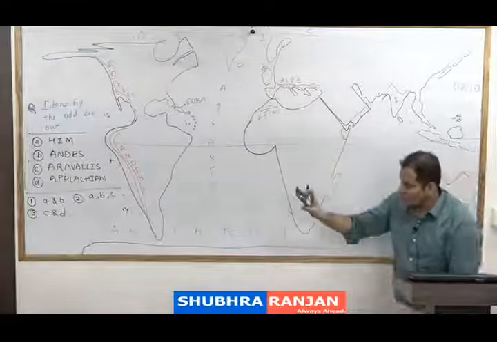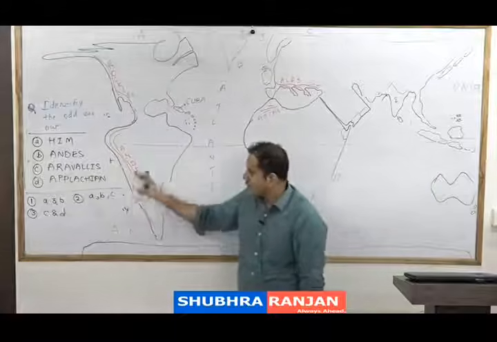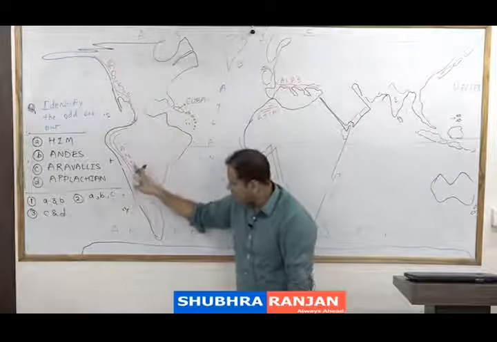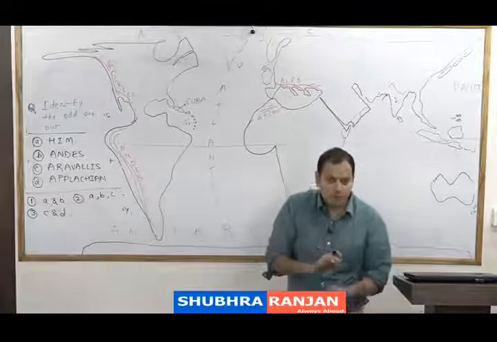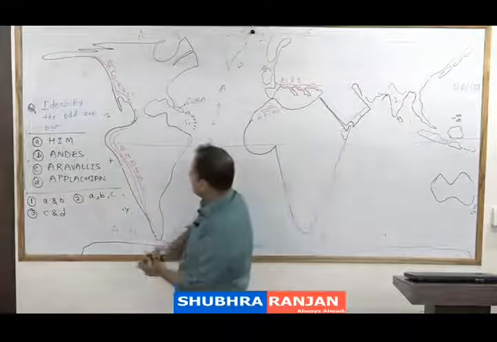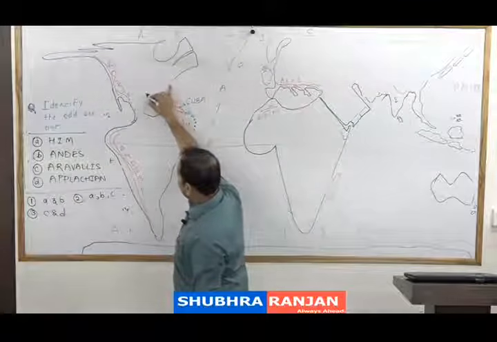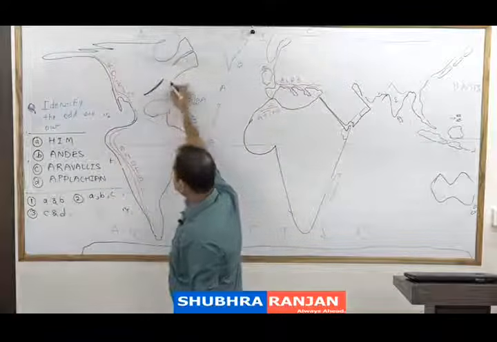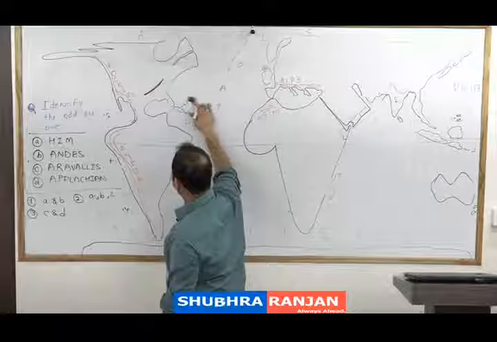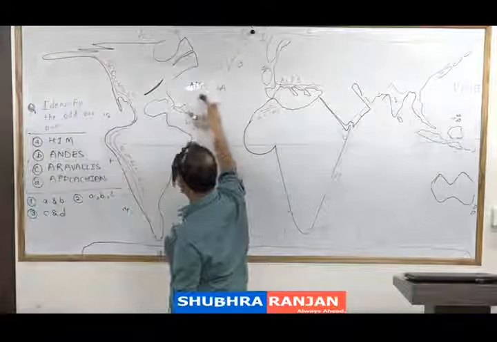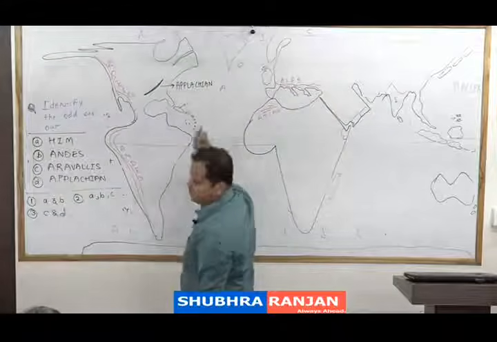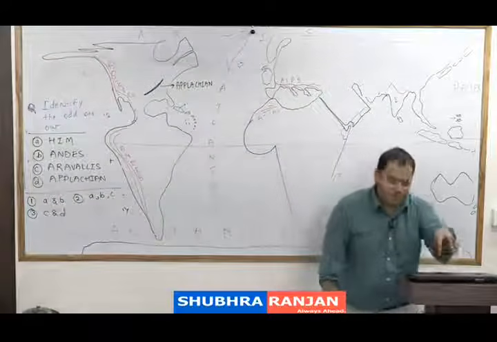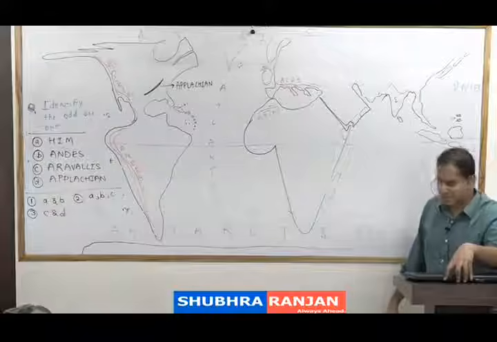Aravallis and Appalachians are not young fold mountains. Young fold mountains are Rockies, Andes, etc. So where are the Appalachians? The mountain which is here in the USA is known as the Appalachians. Just know the location, because we will require it many times. Appalachian mountains.